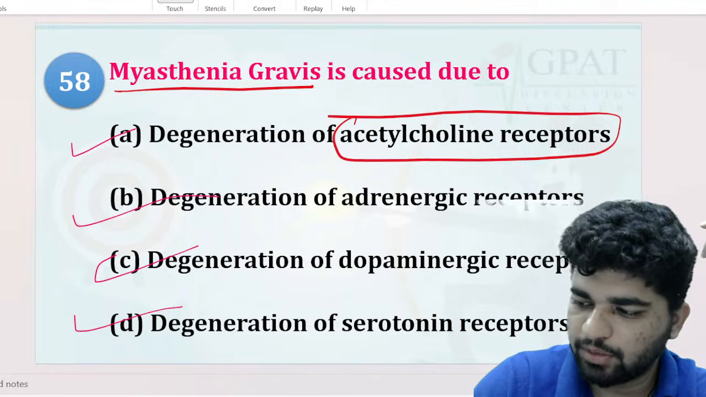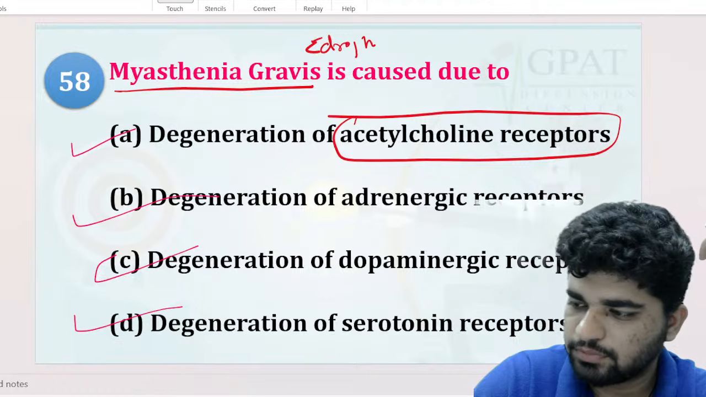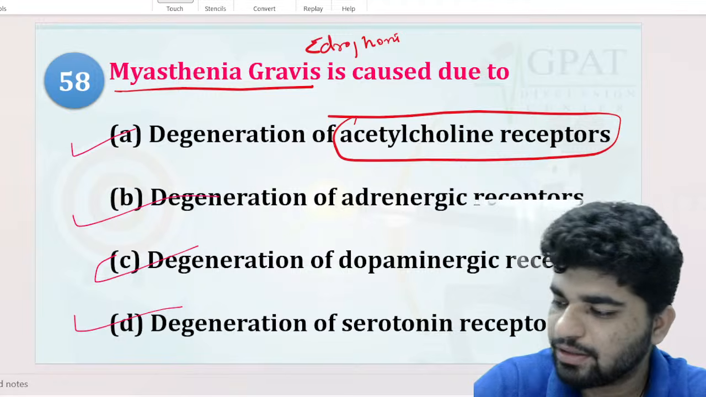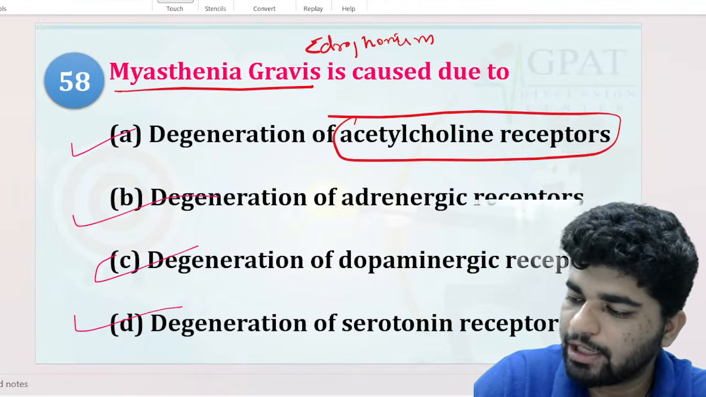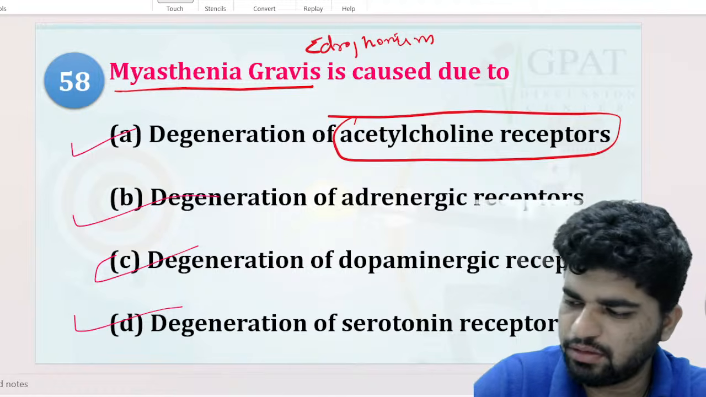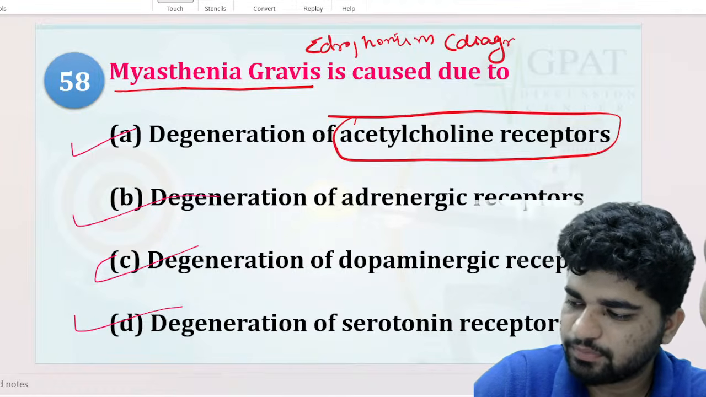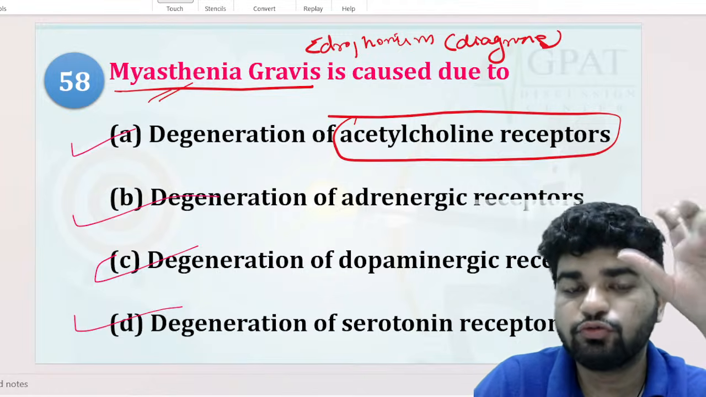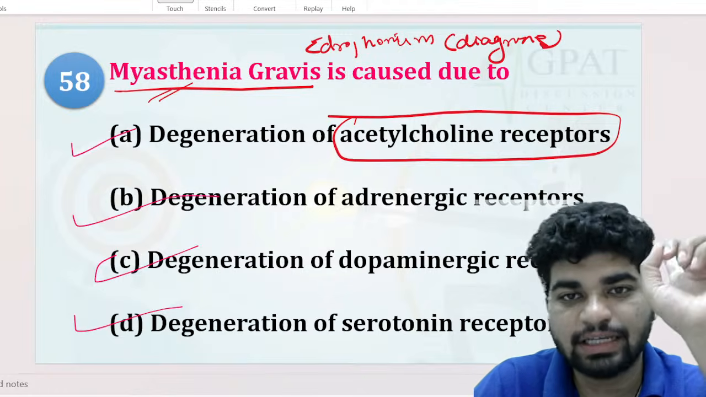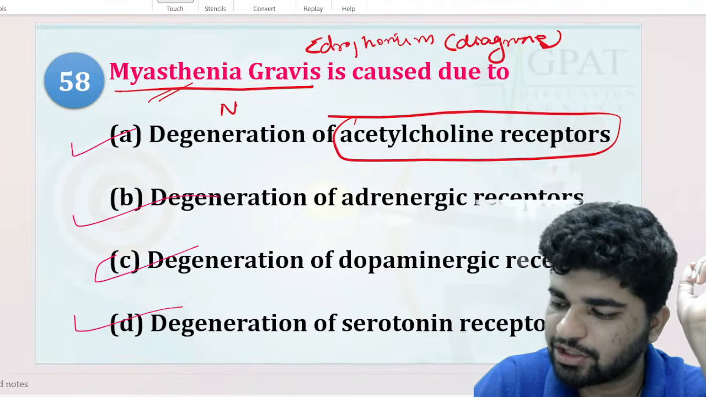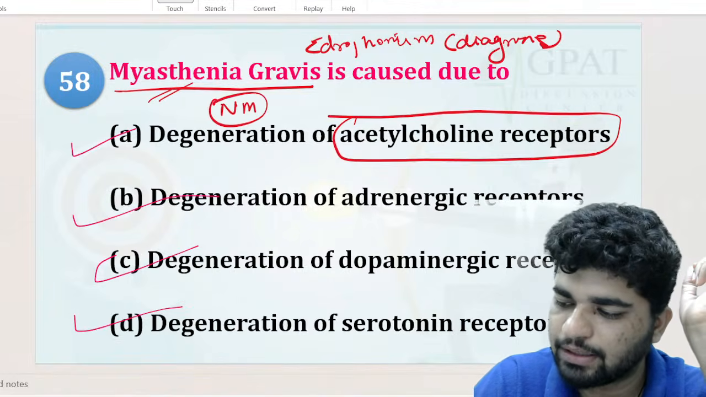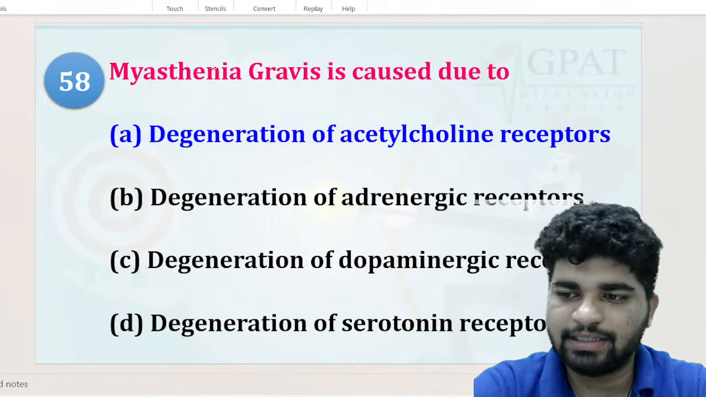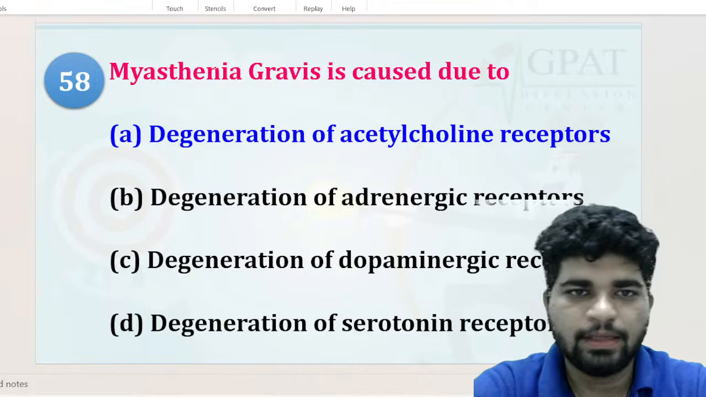Edrophonium is used in the diagnosis of myasthenia gravis, whereas neostigmine and pyridostigmine are useful as treatment. Exactly, neuromuscular junction. Yes, the NM receptor is associated with myasthenia gravis. Very good, Vasundhara.